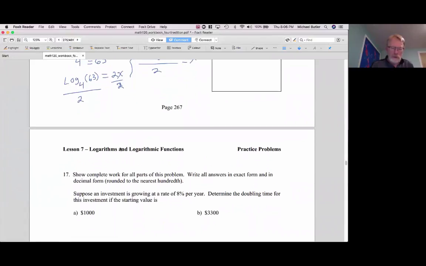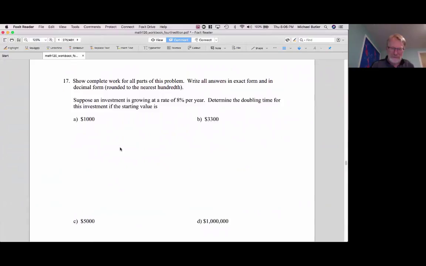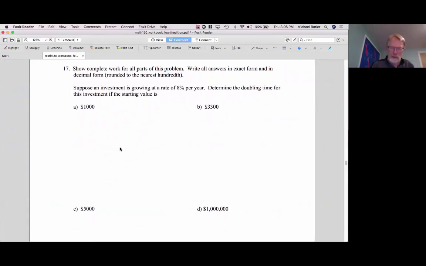All right. Woo. Okay, we're finally to number 17, right? Okay, complete the work for all parts of the problem. Write answers in exact form and in decimal form, rounded to the nearest hundredth. Suppose an investment is growing at a rate of 8% per year. Determine the doubling time for this investment if the starting value is the following, okay?